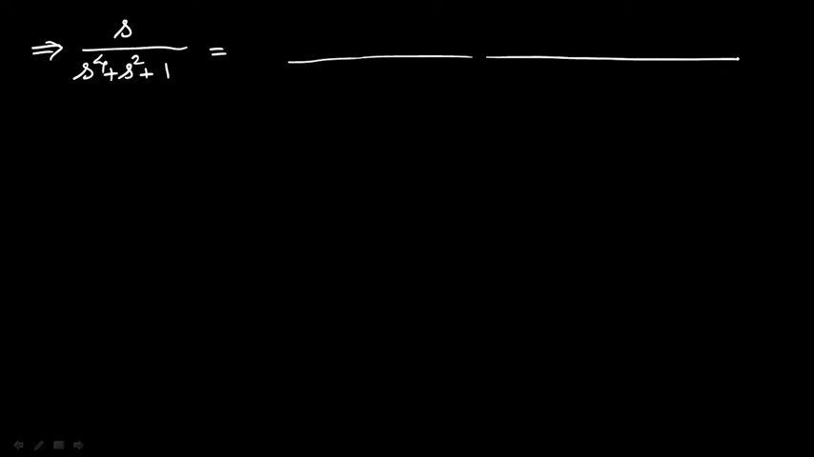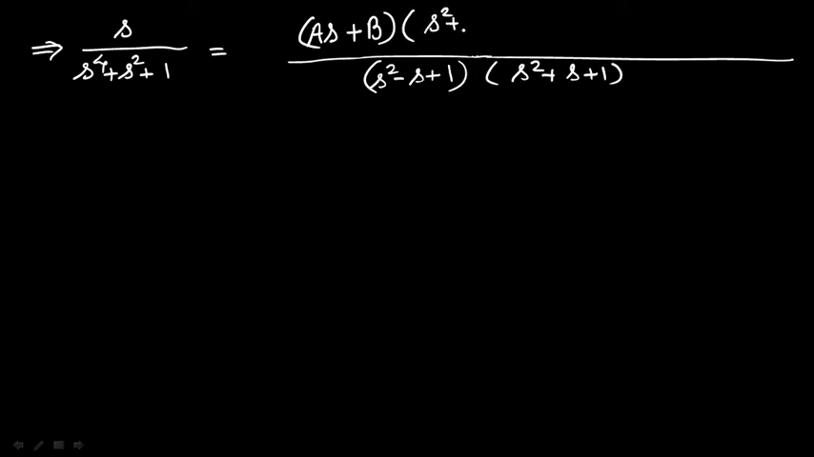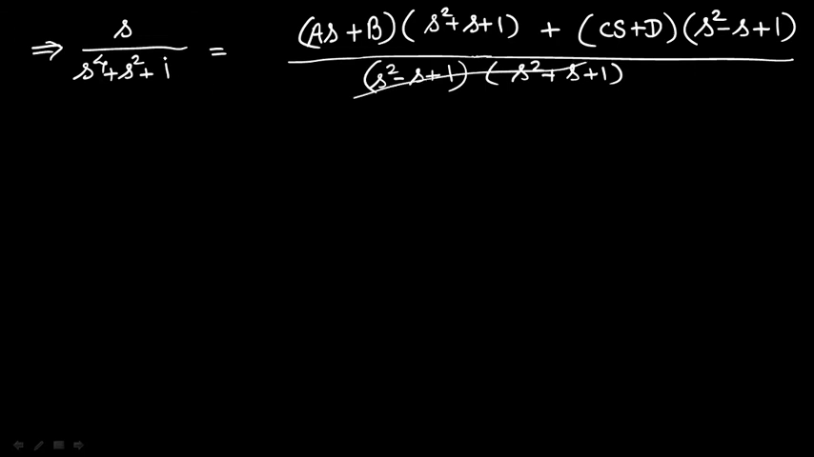Therefore, the left hand side is s upon s to the power 4 plus s square plus 1, and then by taking the LCM, s square minus s plus 1 into s square plus s plus 1. Now on cross multiplication, as plus b into s square plus s plus 1 and plus cs plus d into, by cross multiplication, s square minus s plus 1. Now here the denominator term gets cancelled. These are the same values.